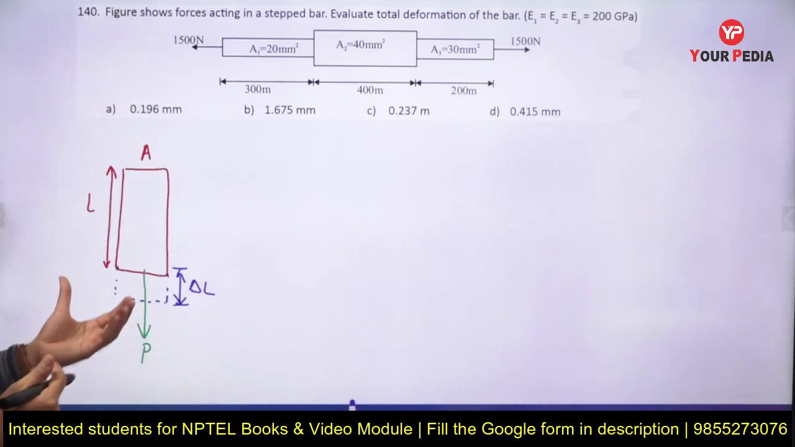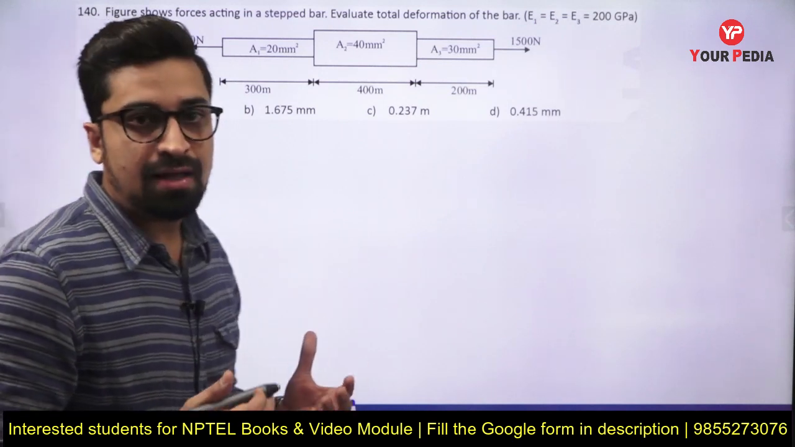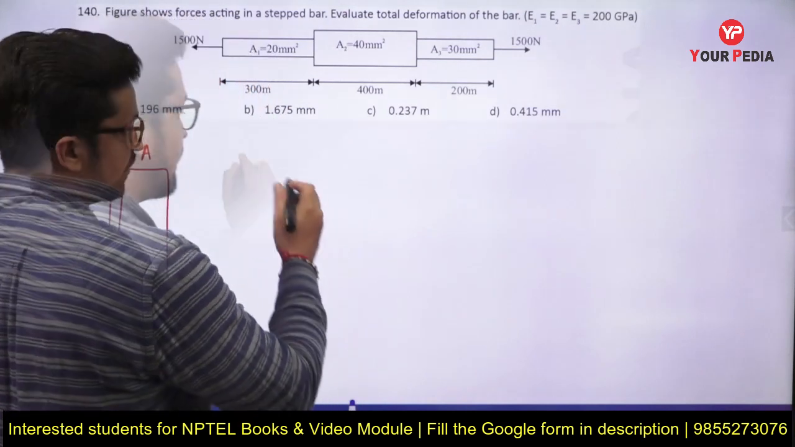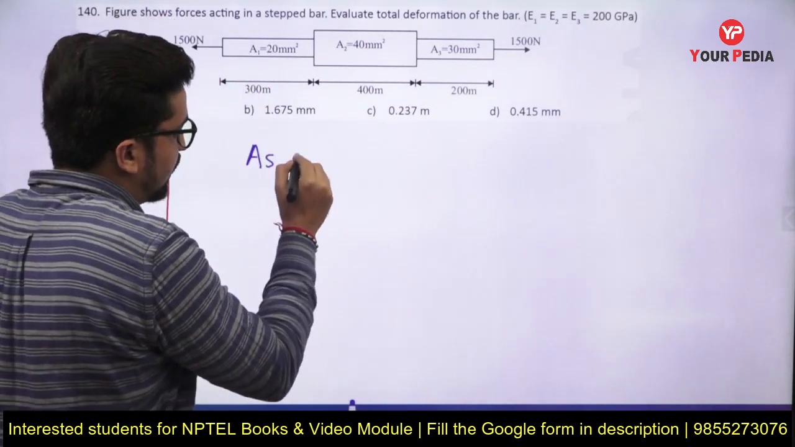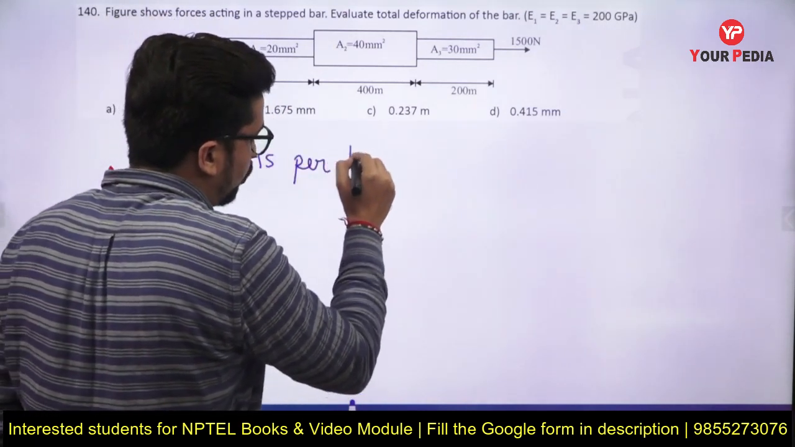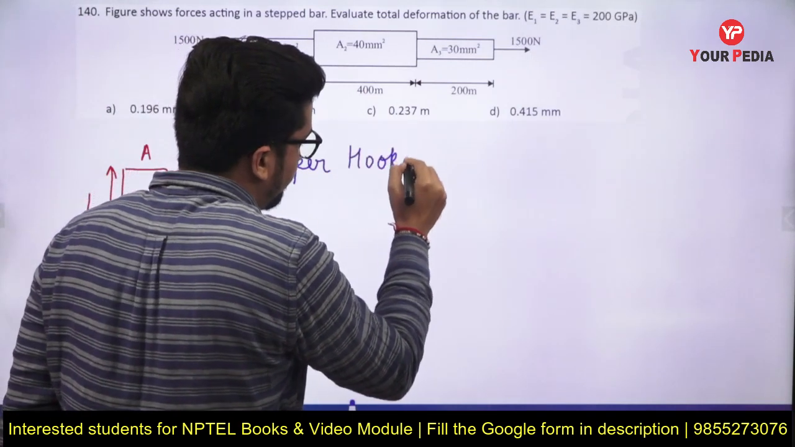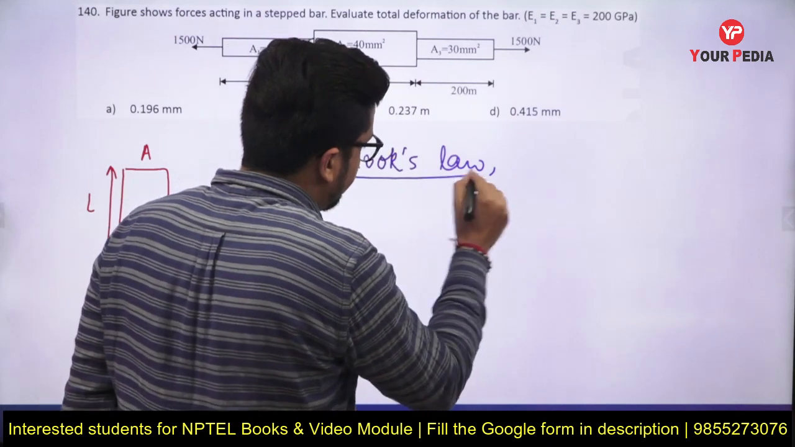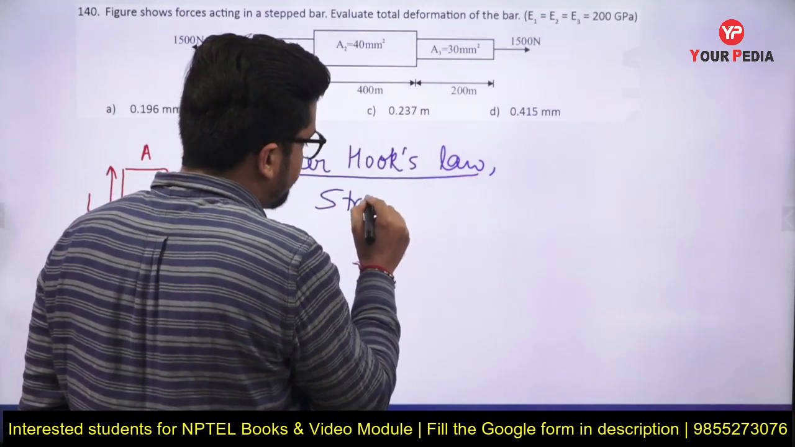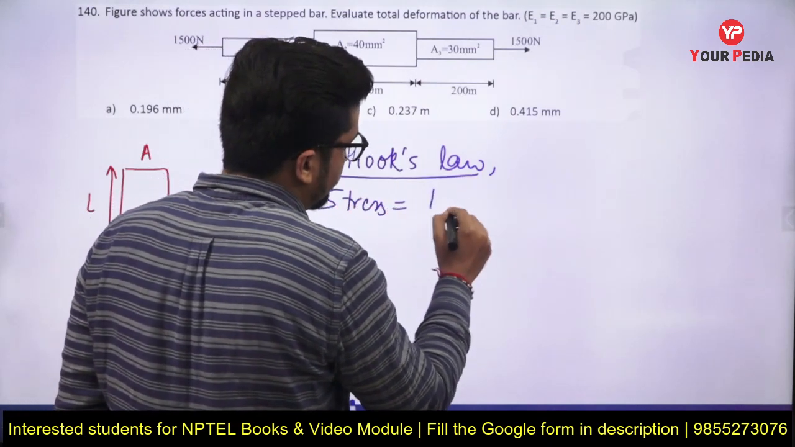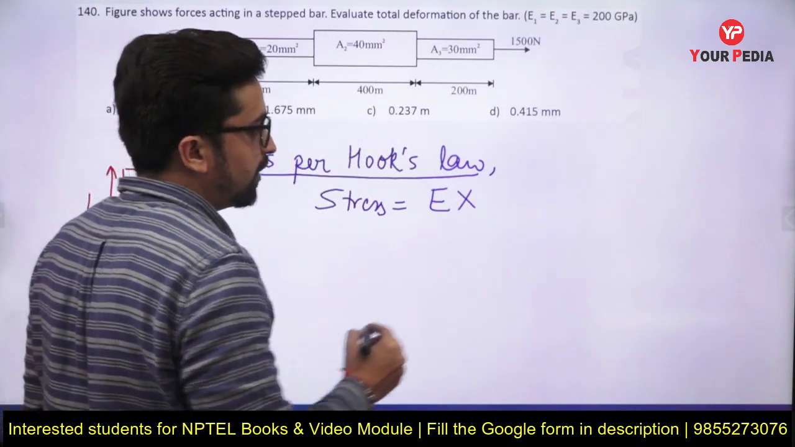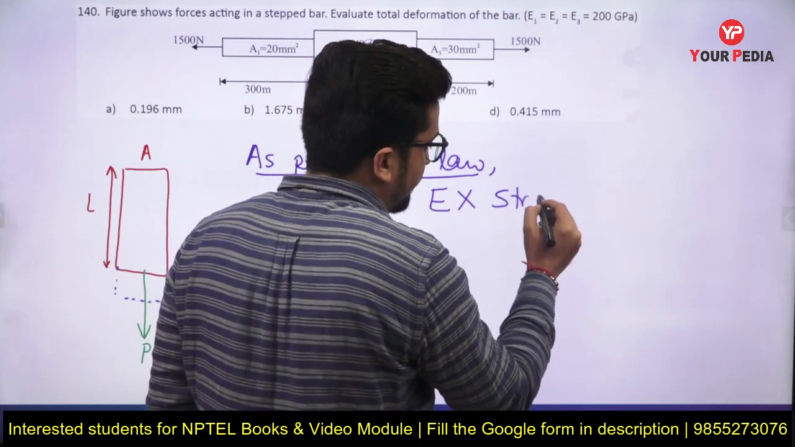So you can see that we can easily apply the formula which is Hooke's law, and as per Hooke's law, so basically as per Hooke's law we know that stress is equal to modulus of elasticity. Stress is equal to modulus of elasticity into strain.